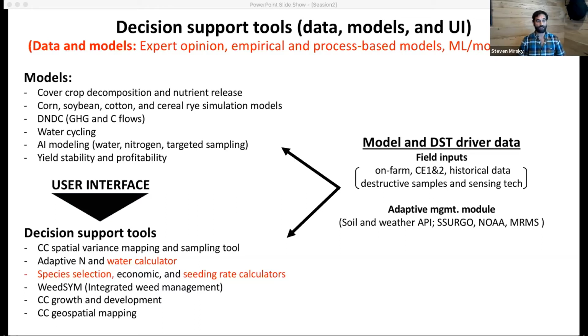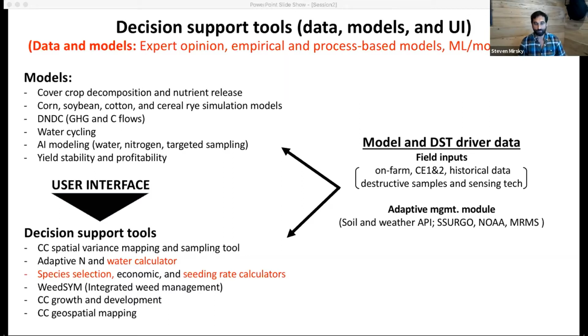And then we have a lot of AI applications all around these monitoring systems, right? In our IoT systems, right? From modeling water dynamics, nitrogen dynamics, and even targeting where we would take a sample. And I'll describe that decision tool in a second, but actually targeted cover crop biomass sampling is another AI application with our sensing team. And then yield stability and profitability models are obviously going to come out of this.